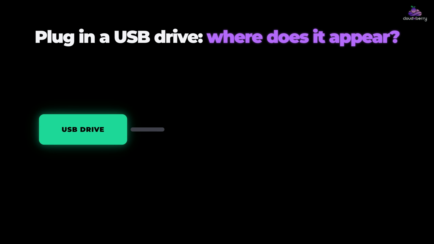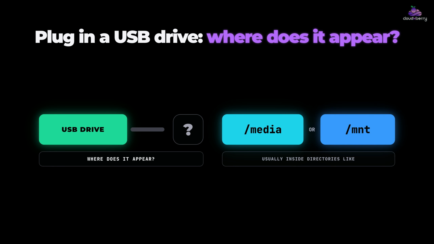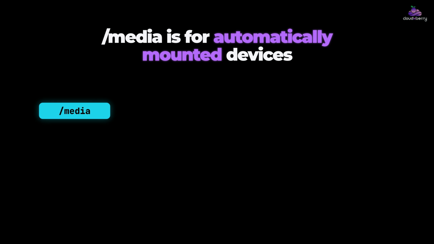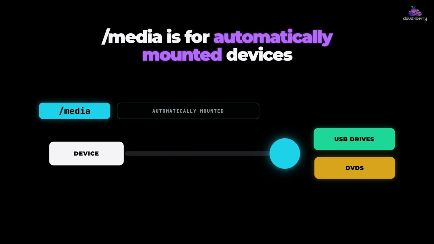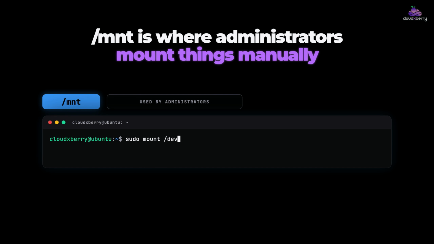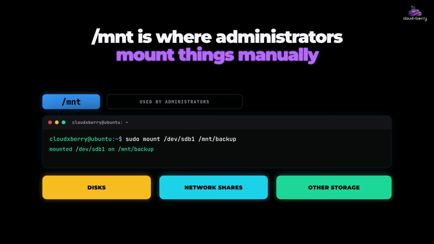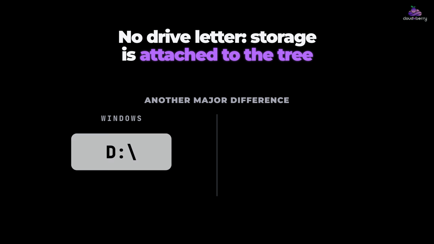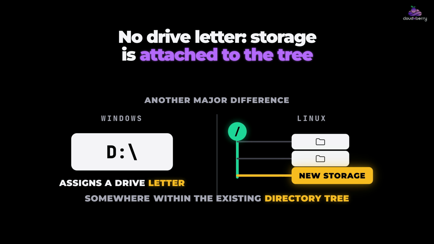Now, suppose you plug in a USB drive. Where does it appear? Usually inside directories like /media or /mnt. The /media directory is commonly used for automatically mounted devices such as USB drives and DVDs. The /mnt directory is often used by administrators when manually mounting disks, network shares, or other storage devices. This is another major difference from Windows. Instead of assigning a drive letter, Linux simply attaches the new storage somewhere within the existing directory tree.